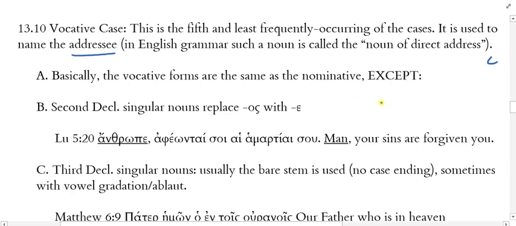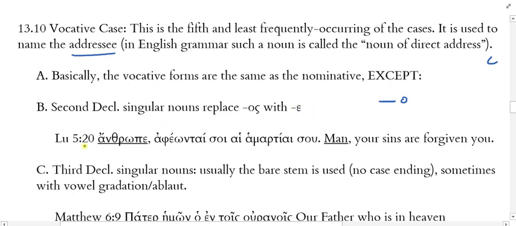And so Mounce points out that plural forms in the vocative are the same as plural forms in the nominative, and the singular first declension, typically feminine noun, is the same in the nominative and the vocative. So I didn't want to write that down, but here's where we do see a difference. Second declension singular nouns. These are the ones that have stems that end with omicron, right? Omicron stems. Second declension singular nouns replace the os with the epsilon.